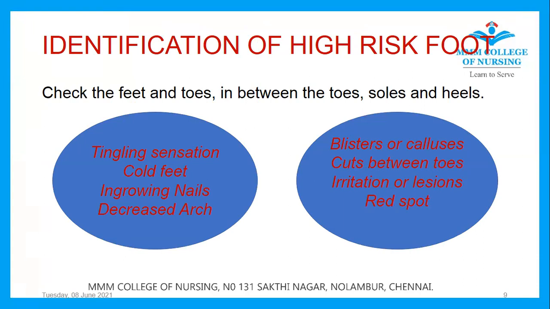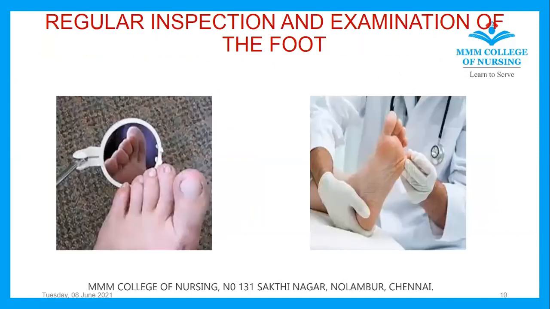What are the early signs? Tingling sensation, cold feet, ingrowing nails, decreased arch of the foot, blisters or calluses, cuts between the toes, irritations or lesions, or developing red spots. These are all the early manifestations. So all these things have to be identified. If they are present, we can consider that particular person to be at high risk to develop diabetic foot. And second one is regular inspection and examination of the foot.